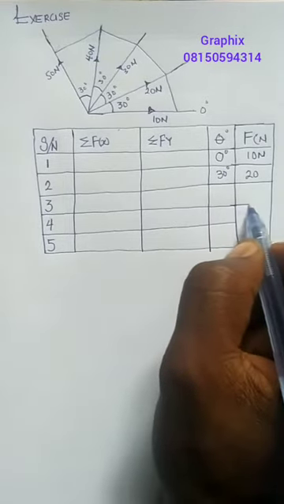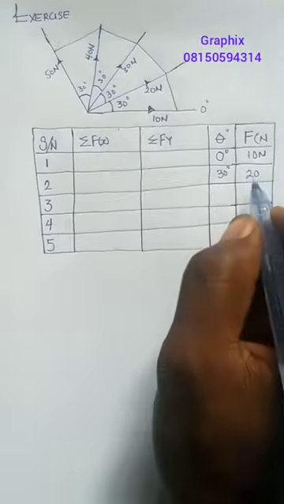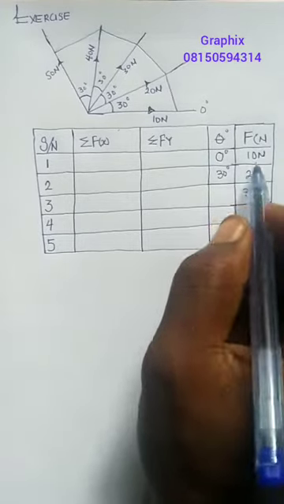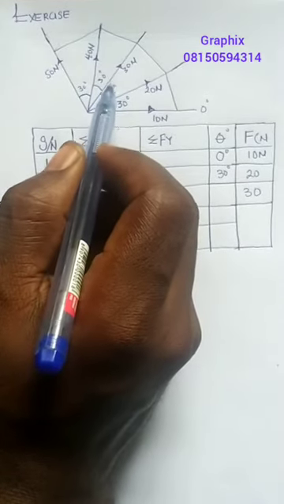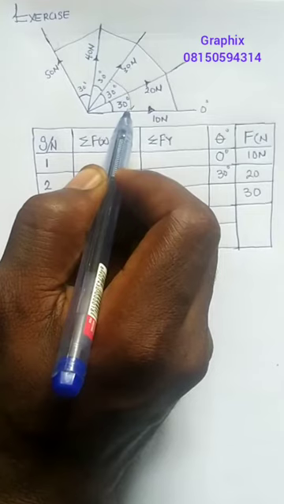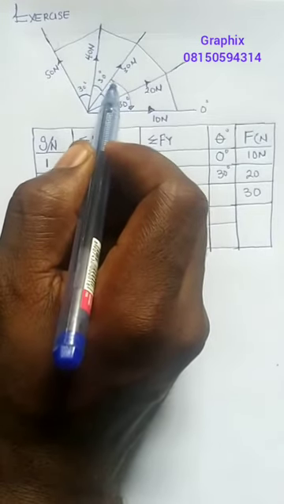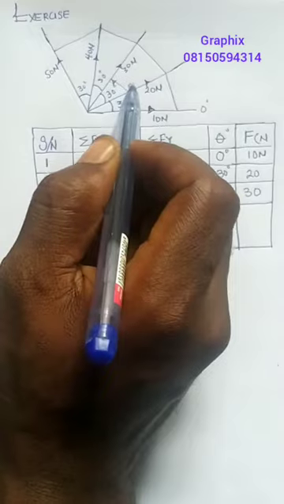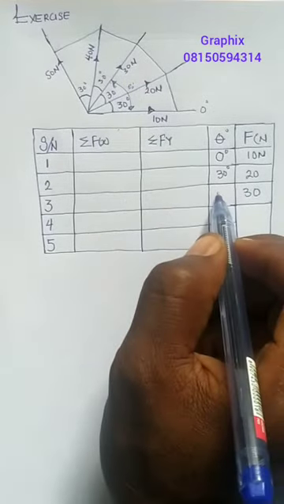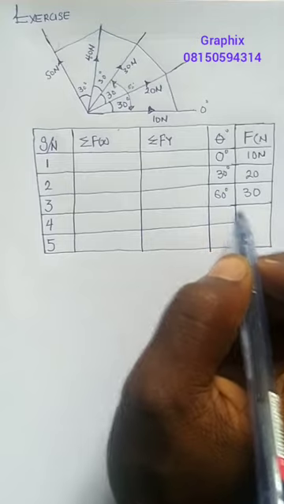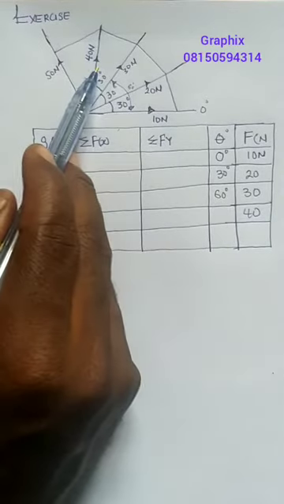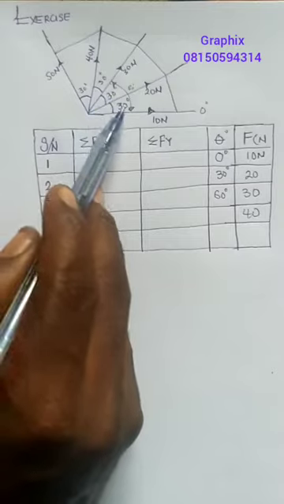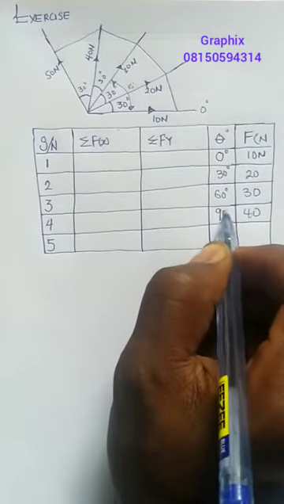Now the third force that we have here is 30 Newton, and it's at an angle of, from here to here is 30 plus 30, and that is 60 degree. So it's acting at an angle of 60 degree to the horizontal. The fourth force is this 40 Newton, and it's acting at an angle from here to the horizontal, so to be 30 plus 30 plus 30, and that will be 90 degree.